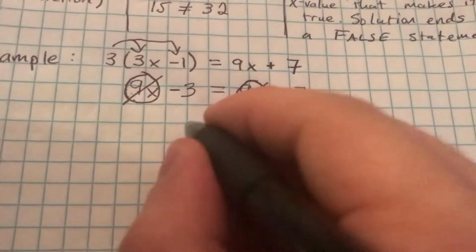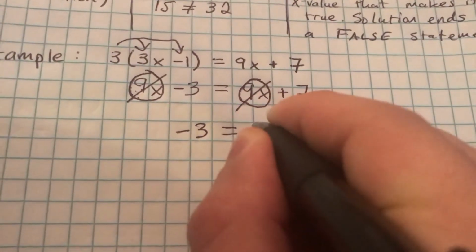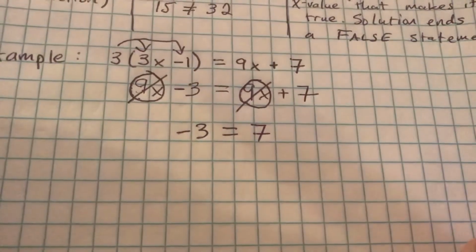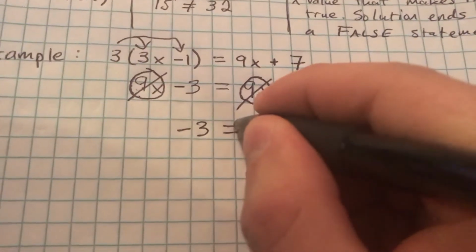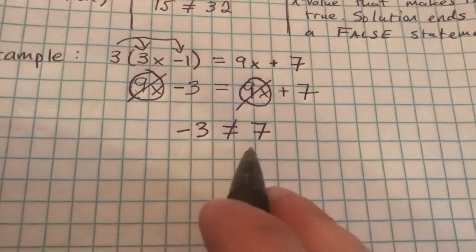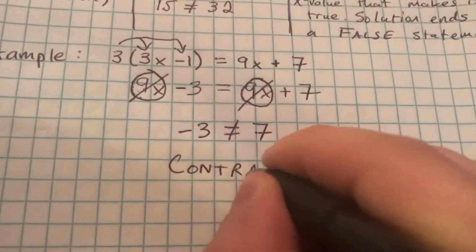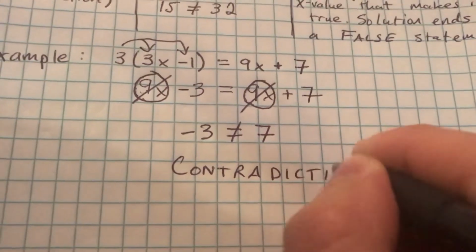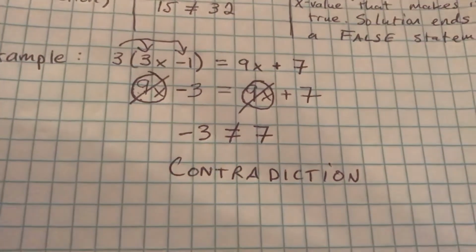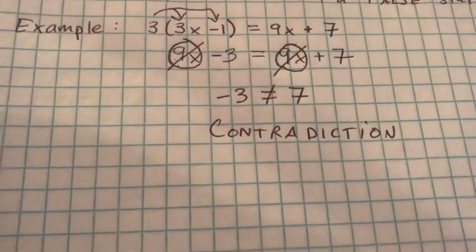What does that leave me with? That leaves me with -3 equals 7. Well, that's not true. So you would put a slash through your equal sign. -3 is not equal to 7. And then we would label this as a contradiction. Okay, that's an example of the contradiction in motion.